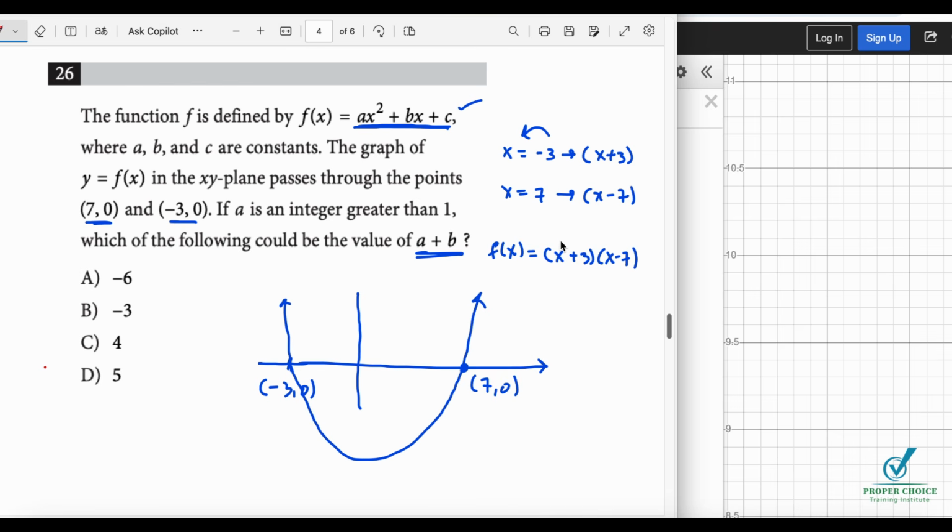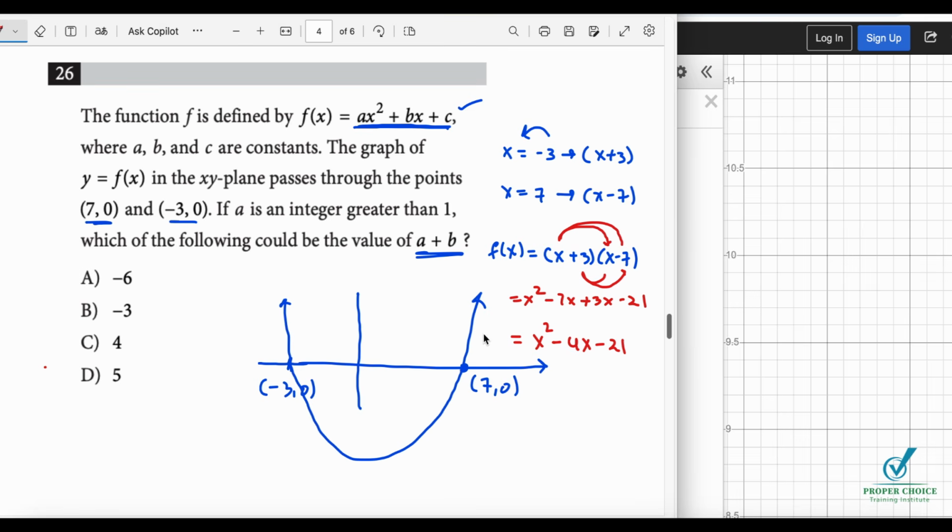Okay, you can simplify it as x multiplied by x is going to be x squared, x times negative 7 is going to be negative 7x, 3 times x is going to be positive 3x, so 3 times negative 7 is going to be negative 21. Combine like terms to simplify further. x squared minus 7x plus 3x, minus 7 plus 3 is going to be minus 4x. I'm combining like terms. Minus 21 is as it is.